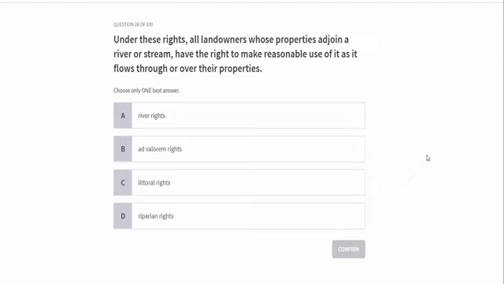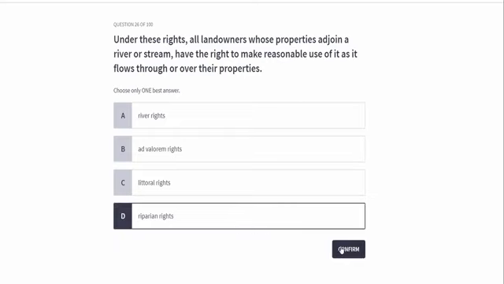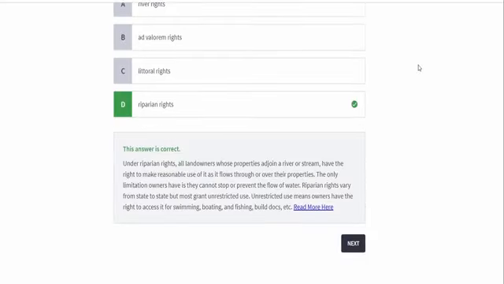Alrighty, so this is an age-old fun question. You guys have probably seen this one before when we are talking about water rights. So what is our answer for this one? It's going to be D. It is riparian rights. Under riparian rights, all landowners whose properties adjoin a river or stream have the right to make reasonable use of it as it flows through or over their properties.